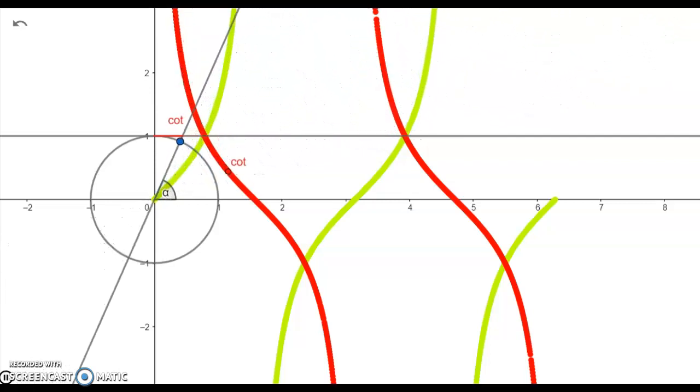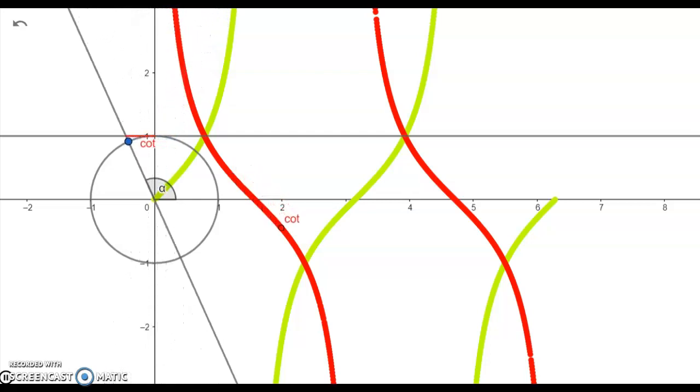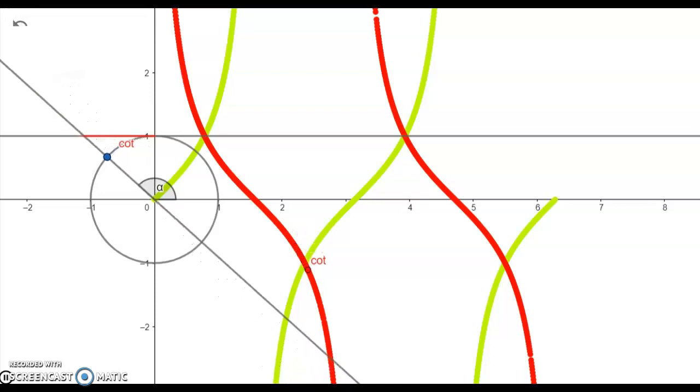I'm going to let this run through one more circuit so you can watch, and then we'll switch to secant and cosecant.